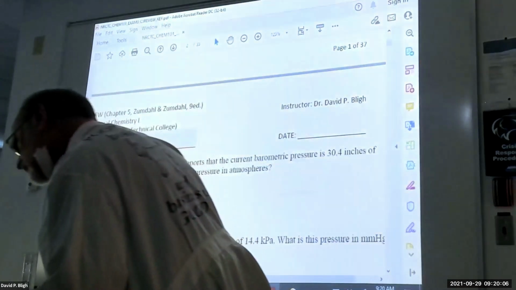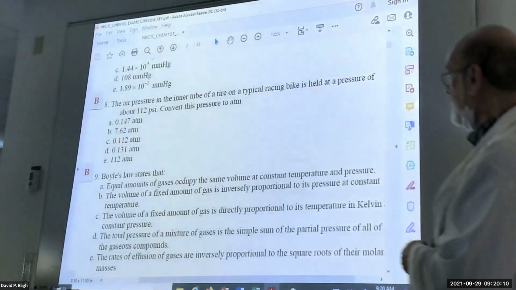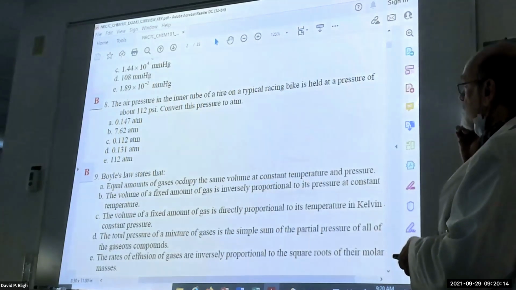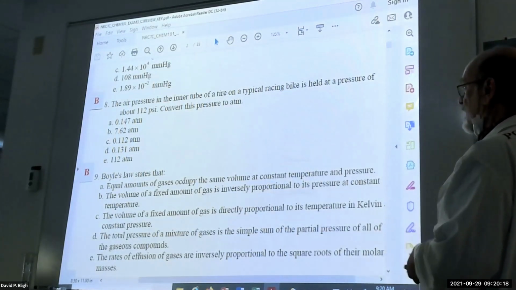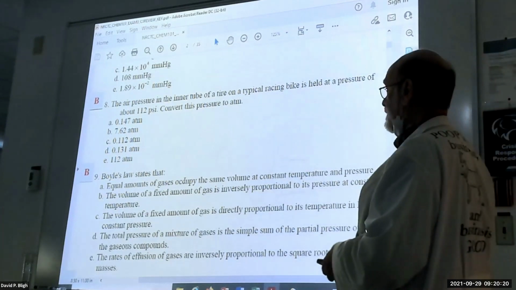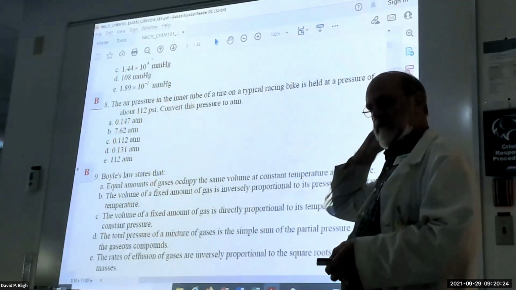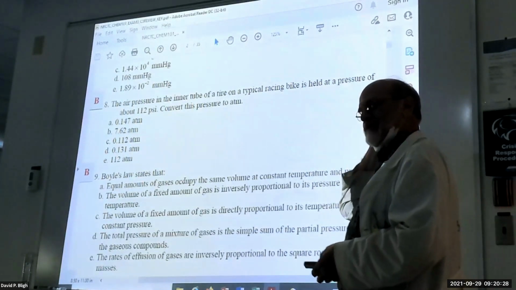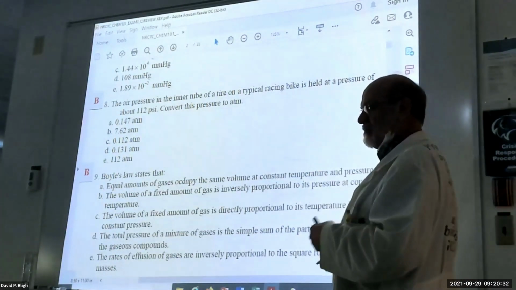All right. How about number 8? The air pressure in the inner tube of a tire on a racing bike is in the neighborhood of 112 psi. That's true. I used to ride a 10-speed in Atlanta traffic to go to college for my BS. It was a challenge. Actually, dodging cars was only part of the problem.